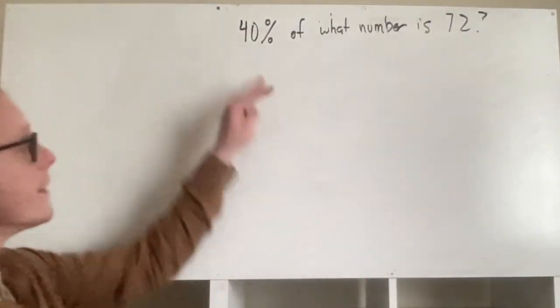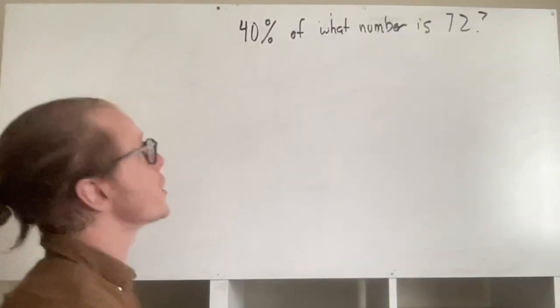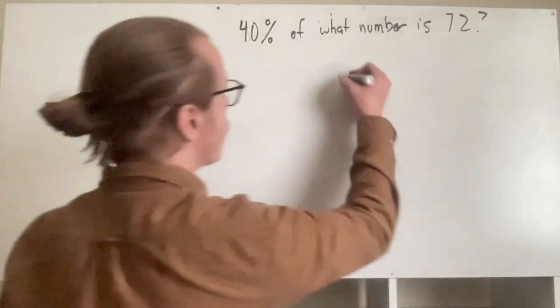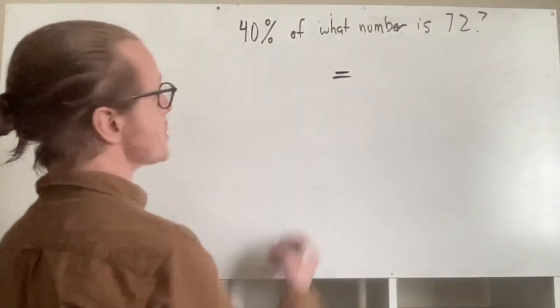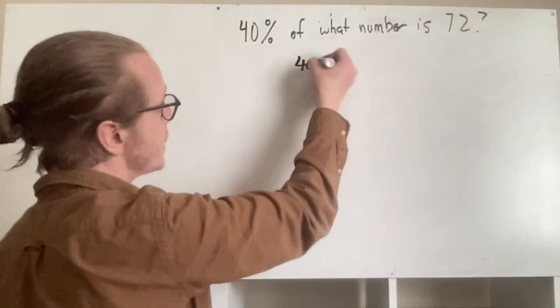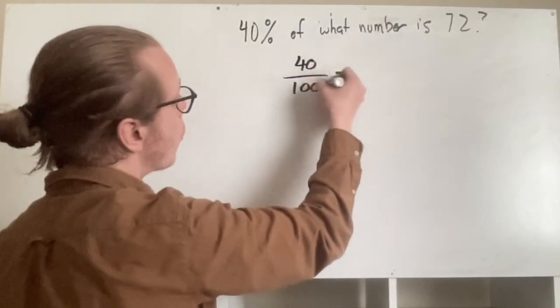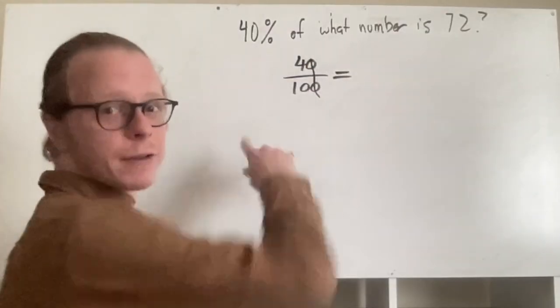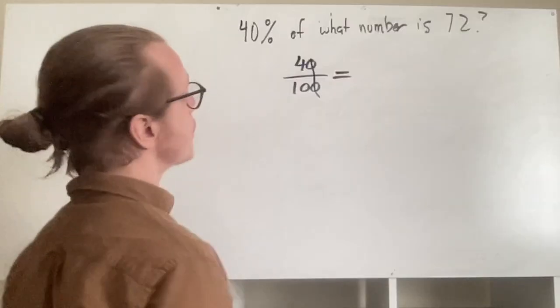Okay, so next problem we have to look at is 40% of what number is 72? So we're going to go ahead and solve this using proportions. 40% already gives me half my proportion because that's 40 out of 100. If I want to make my life a little easier, I could simplify that when I can, right? So now when I cross multiply, my numbers won't be so large.